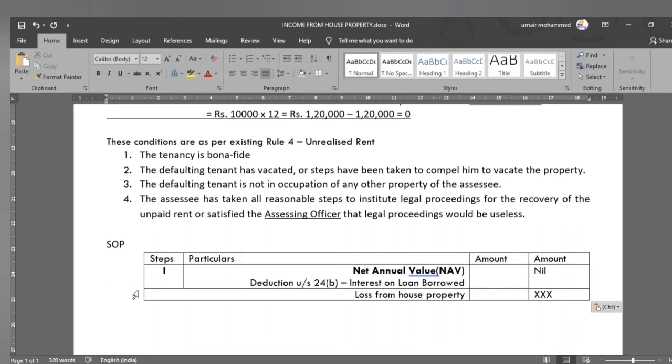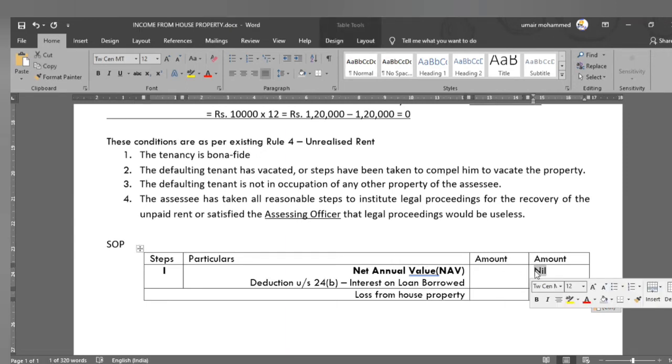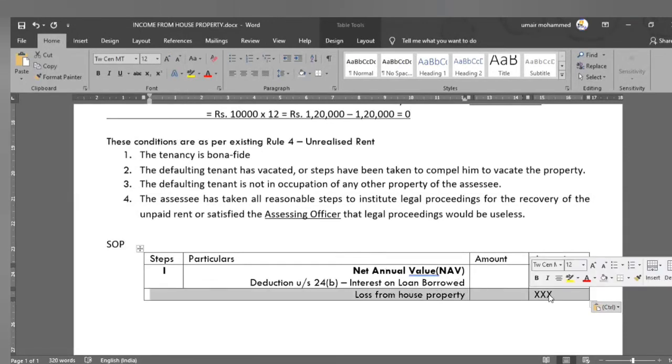So here, the first step itself, direct NAV, which is 0, nil. So the point to be noted here is the NAV of a self-occupied property will always be 0. Okay. From this, you can claim deduction. What is this deduction? Interest on loan taken. So in case you have taken the house on loan, home loan, construction loan, renovation loan, that interest can be deducted. Now you might ask me, sir, where is the income to deduct interest? So there is no income at all. So whatever interest you're paying, that becomes loss from house property.